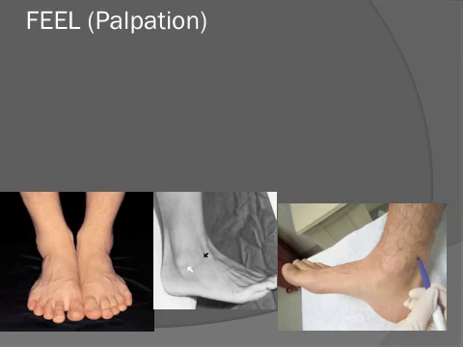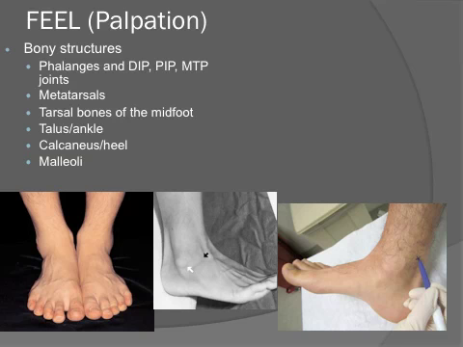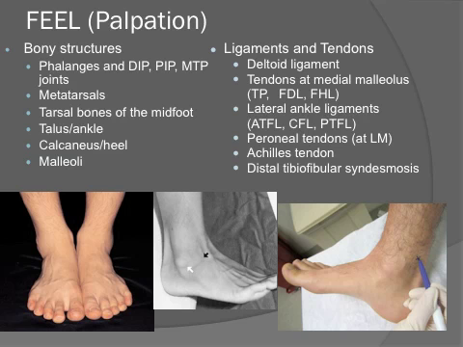Next is the feel component of the exam. You are going to palpate the foot and ankle for abnormal swelling or tenderness. Structurally, the foot has 3 main parts: the forefoot, midfoot, and hindfoot. The forefoot consists of 5 phalanges and their connecting long bones, the metatarsals. Each phalange has 3 bones except the first phalange, or the big toe, which only has 2.